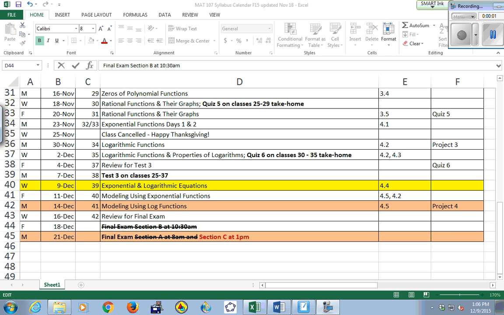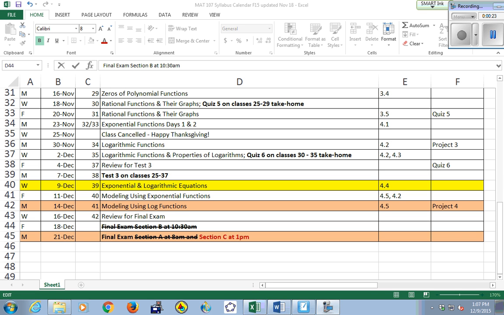At our schedule, we have three more new material classes, followed by a review for the final exam. And then our final exam is Monday, the 21st at 1 p.m. in this classroom. Okay, so we are section C.